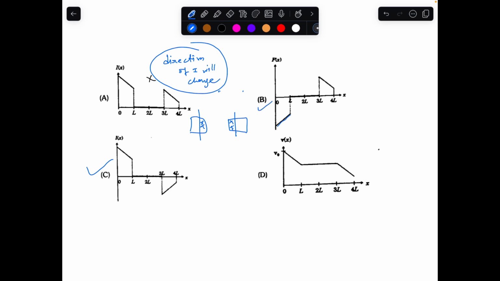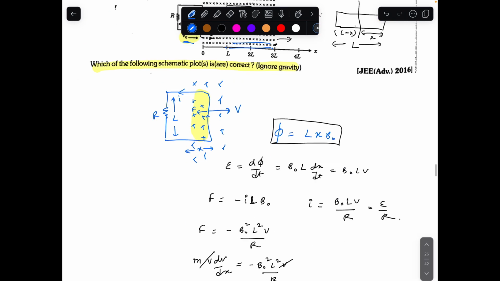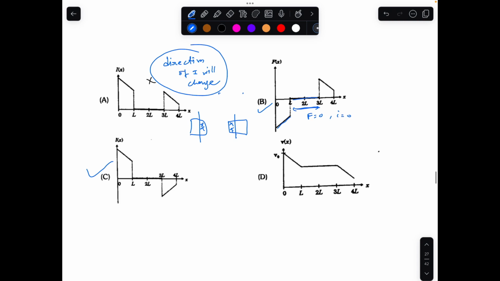Option B is correct. Force will decrease. In between L to 3L it remains constant, meaning force is zero because no induced current. Induced current will be zero when it is traveling from L to 3L, since there is no change in flux. D: initially velocity decreases, then remains constant, after that again it will decrease. D is also correct. So the answer is B, C, D.